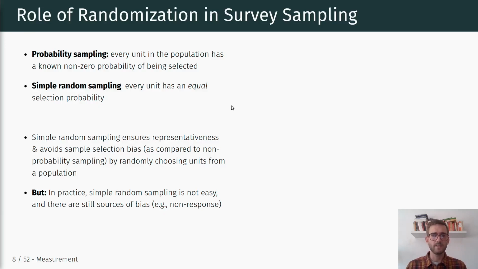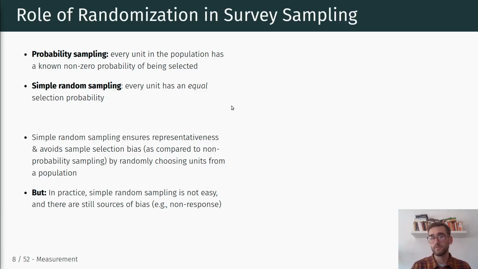Of course, there are lots of caveats. In practice, we don't have a list of 200 million potential or eligible voters. So simple random sampling is not that easy, and there are still sources of bias, for example, due to non-response and things like that. Especially in recent years, telephone surveys have had to struggle with decreasing response rates. More and more people don't want to answer surveys on telephones, right? So the traditional random digit dialing, random probability sampling via phone surveys, is becoming less and less feasible, more and more costly, and also more and more problematic given non-responses.